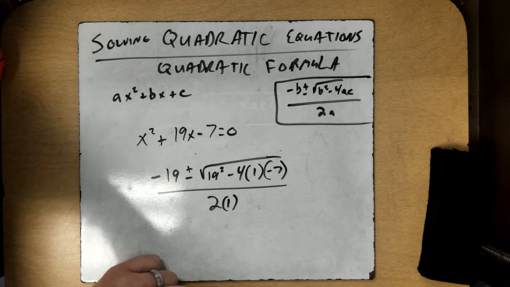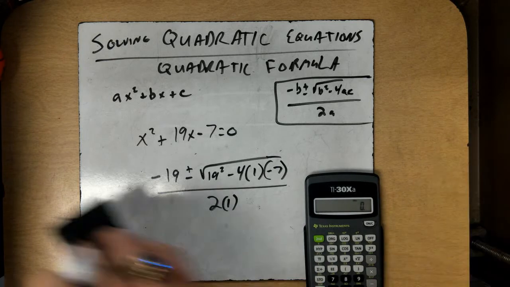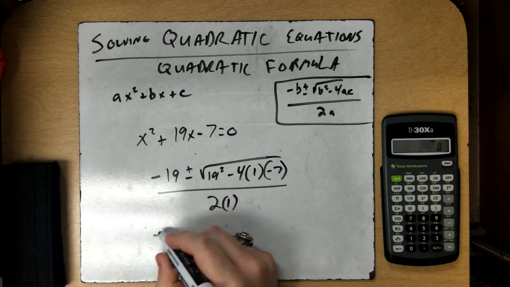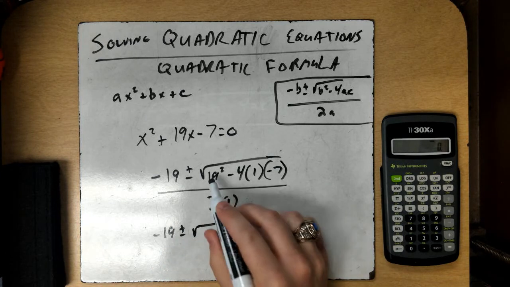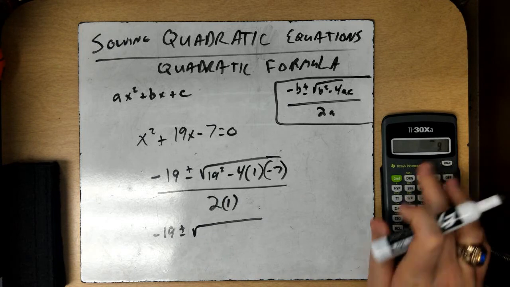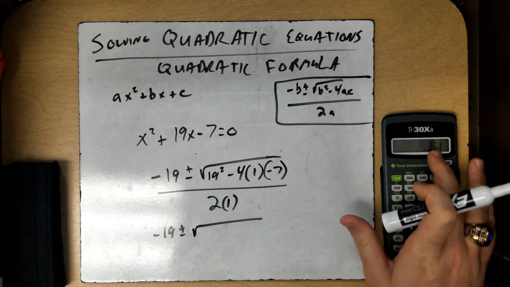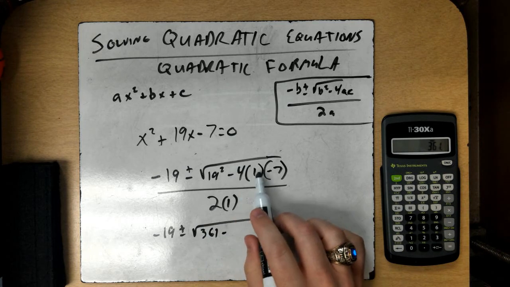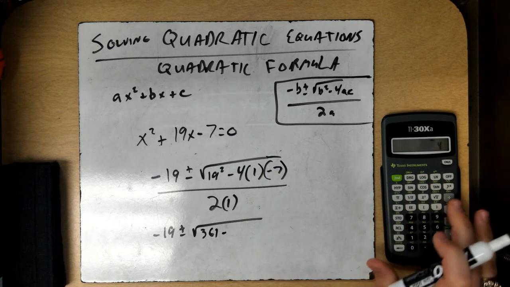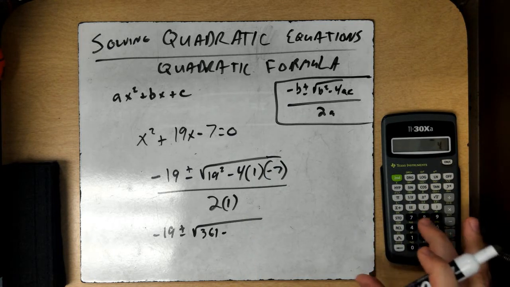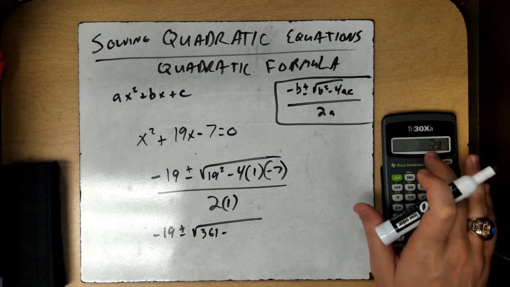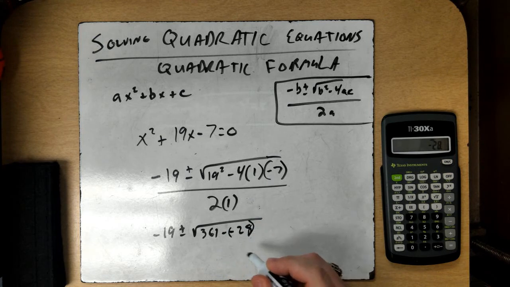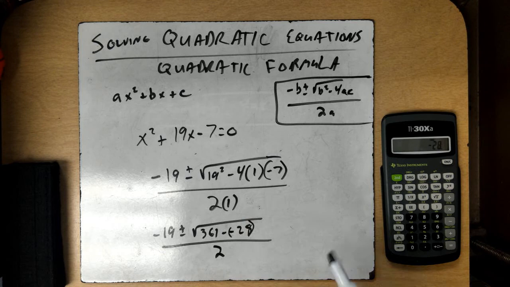So now let's go ahead and solve this. We're going to have our handy calculator here to help us out. So we have negative 19 plus or minus the square root of 19 squared, which is 361, minus 4 times 1 times negative 7. Let's do 4 times 1 times negative 7, and that equals negative 28. So it's minus negative 28, over 2 times 1, which is 2, of course.